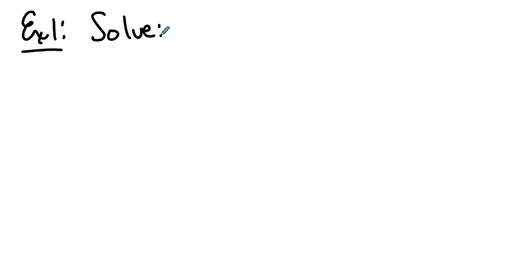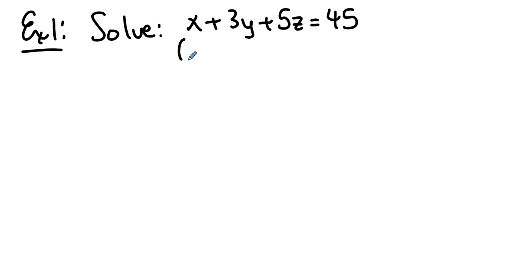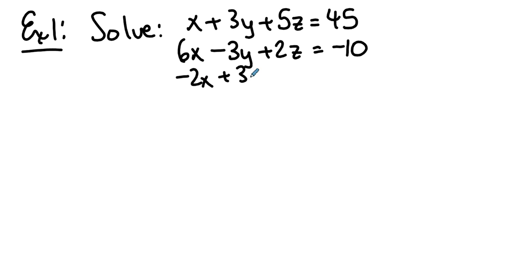Let's do one more thing that's matrix related. Let's solve a system. This particular system is x plus 3y plus 5z is 45, and 6x minus 3y plus 2z is negative 10, and negative 2x plus 3y plus 8z is 72. Sorry, folks at home, or wherever you're watching this.